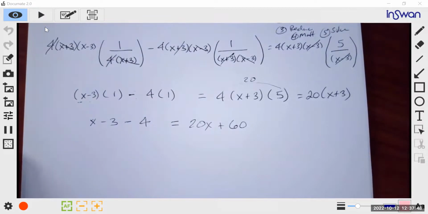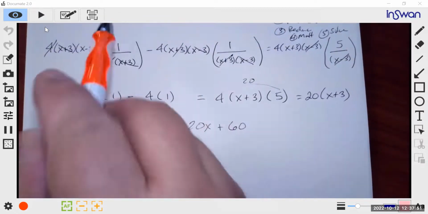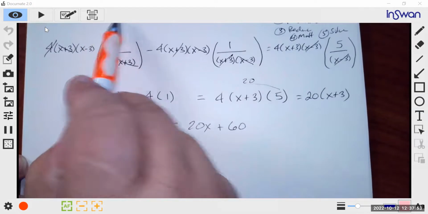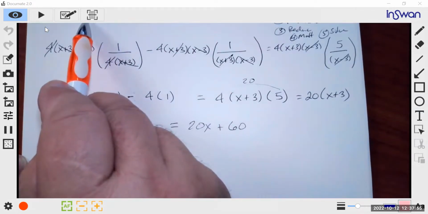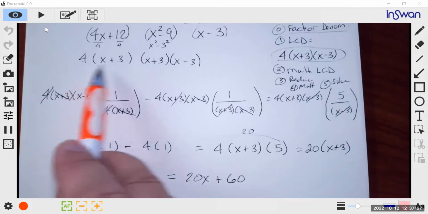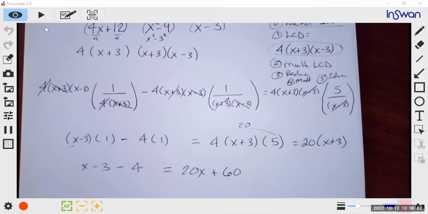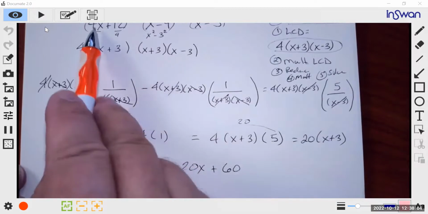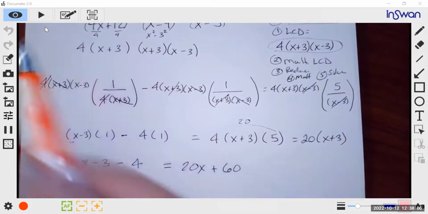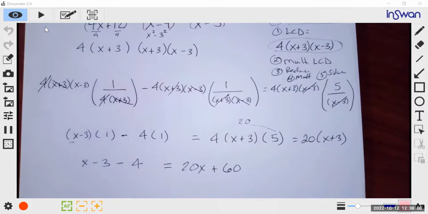Now I'm confused. Where did you get the 4 from? This 4? Yeah. Well, the LCD is x plus 3, x minus 3, and a 4. Oh, okay. Whatever's on the bottom is your pieces. Yeah, because it has to cancel. If you don't cancel out the 4, it's still down there. So you need to get rid of all denominators.